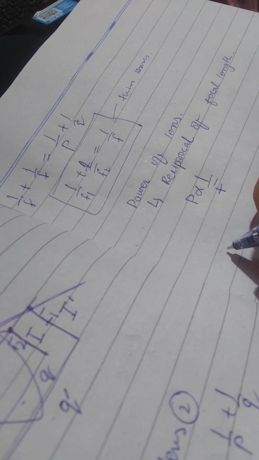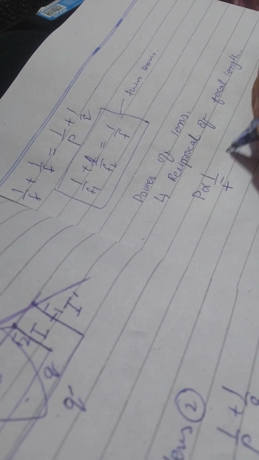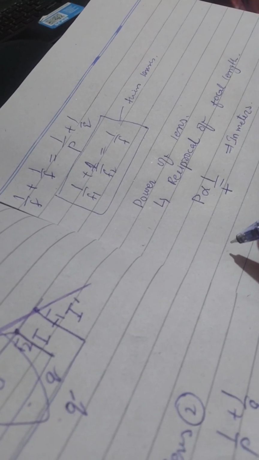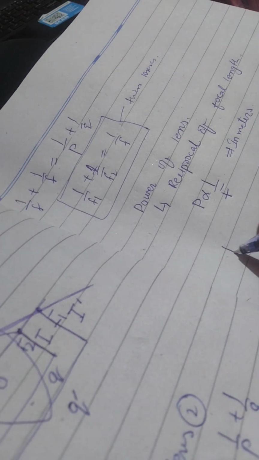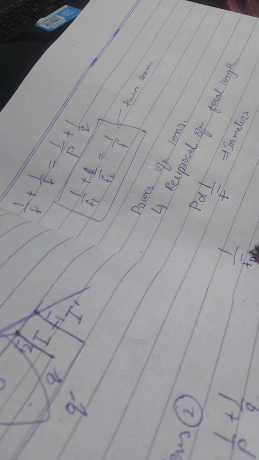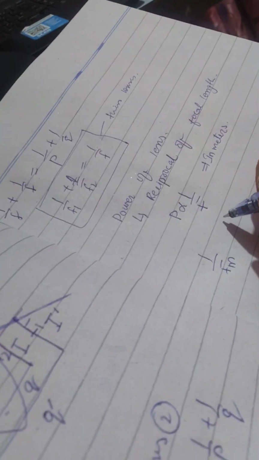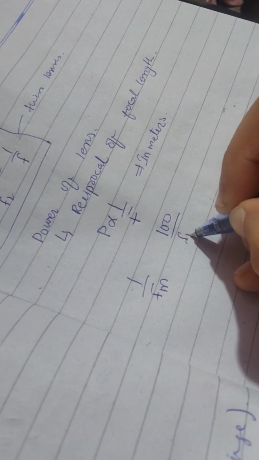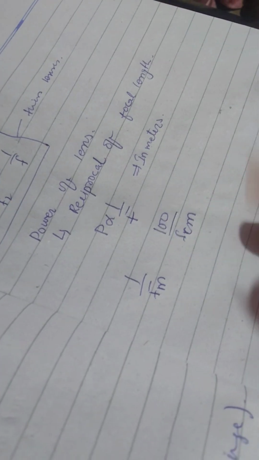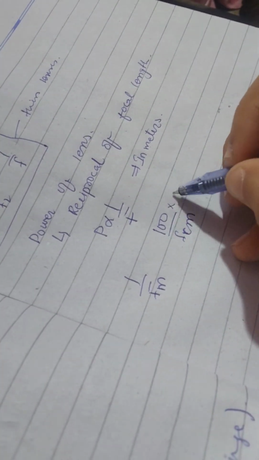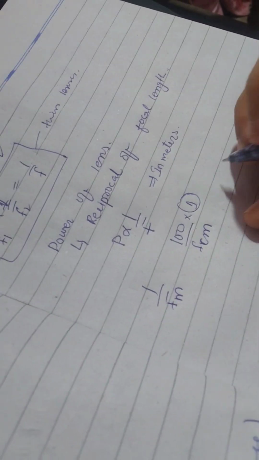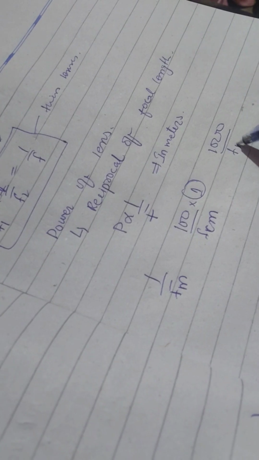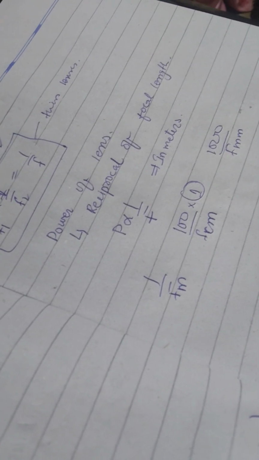So the formula for this, the focal length must be taken in meters, right? So the formula will be 1 upon F in meters, or if you are taking centimeters and you don't want to convert, it will be 100 upon F in centimeters. If you are taking centimeters and you don't want to convert it, you have to multiply by 100. If the value is given in millimeters, you have to use 1000 divided by F in millimeters, right?